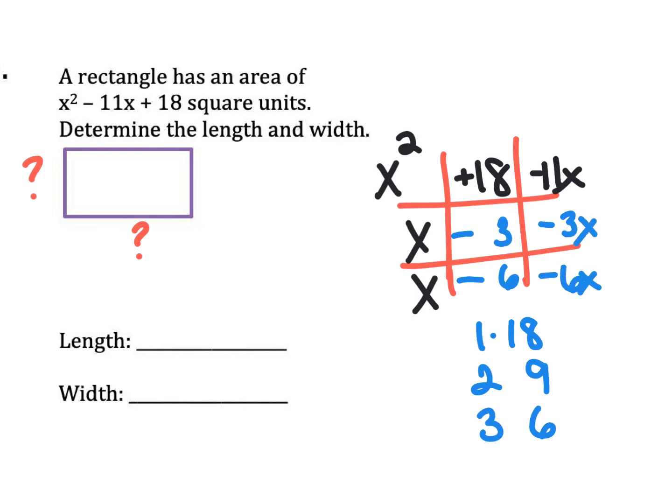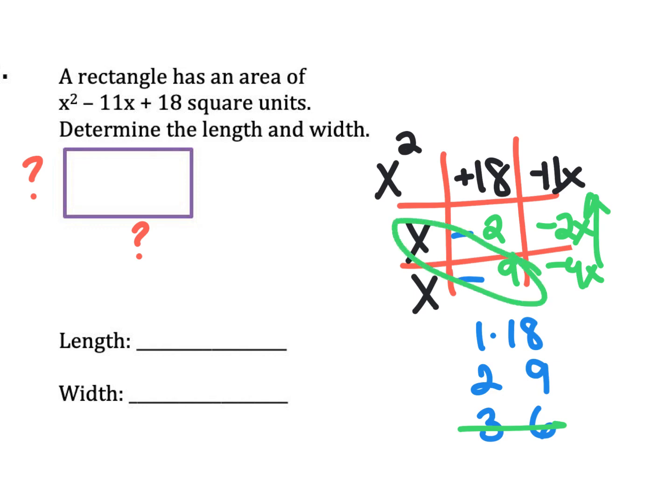Nope, that's not going to work. That adds to negative 9, so I'm going to erase and try the next two. I'm going to try 2 and 9. 2 and 9, multiply across is negative 2x, negative 9x. Yay, that adds to negative 11x.